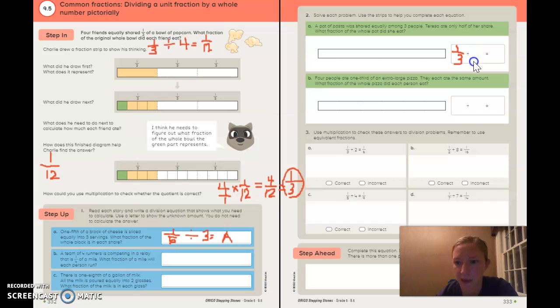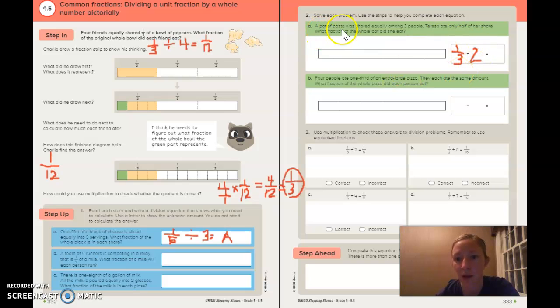Oops, I noticed a mistake. So when reading that again, I noticed Teresa ate only half of her share, so really she divided that share into 2 different pieces. So it's 1/3 divided by 2 equals what? Okay, so I'm going to use a picture to help me figure out my answer.